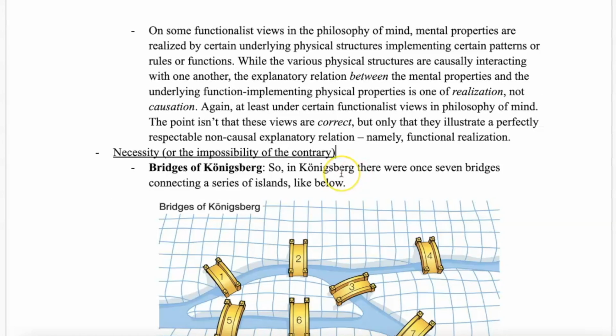A still further class of non-causal explanations appeals to the explanatory power of necessity, or the impossibility of the contrary. Take the Bridges of Königsberg case. In Königsberg, a town in Prussia way back when Kant lived, I think. Sorry, I know very little about history.